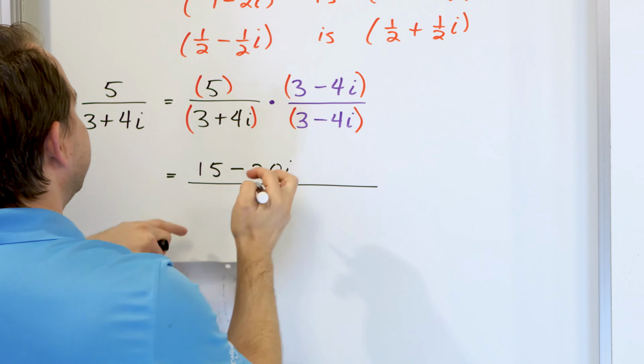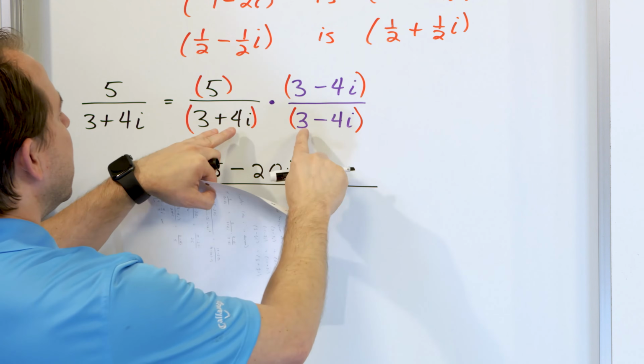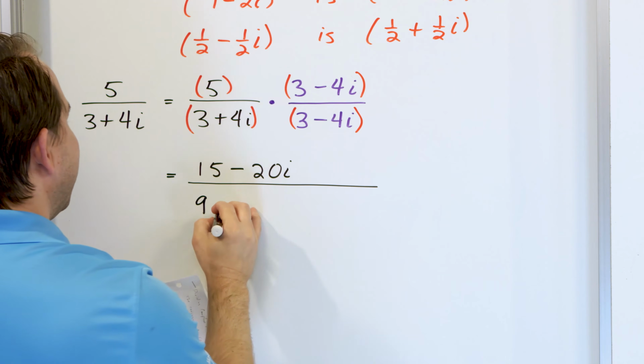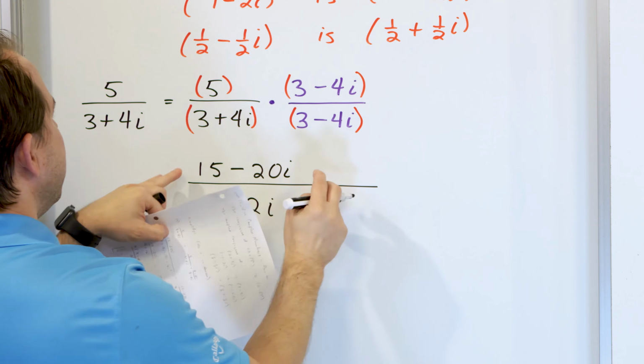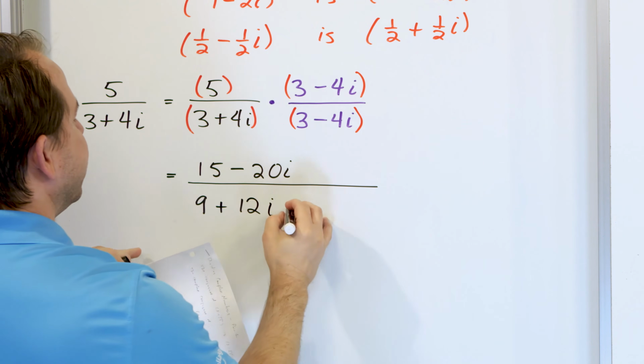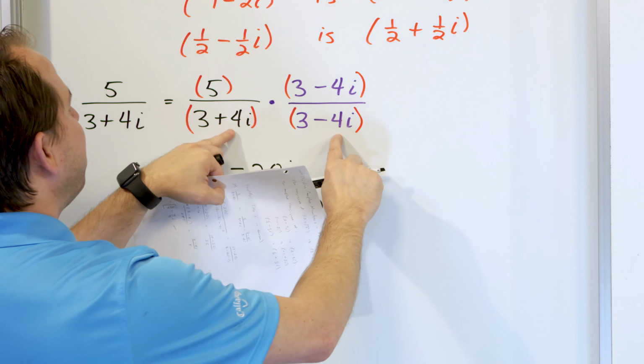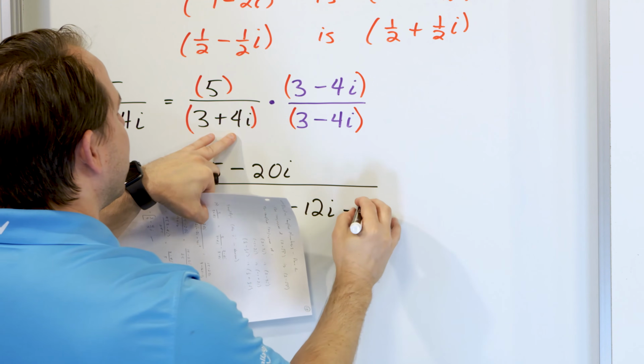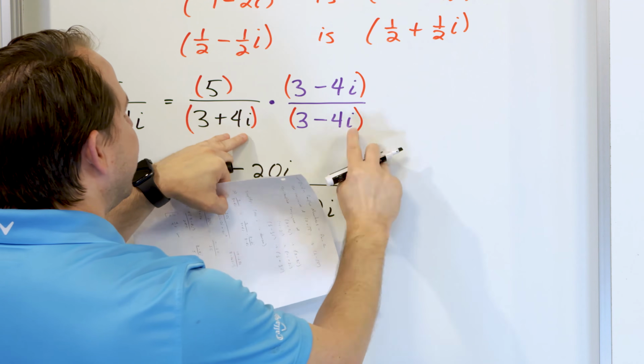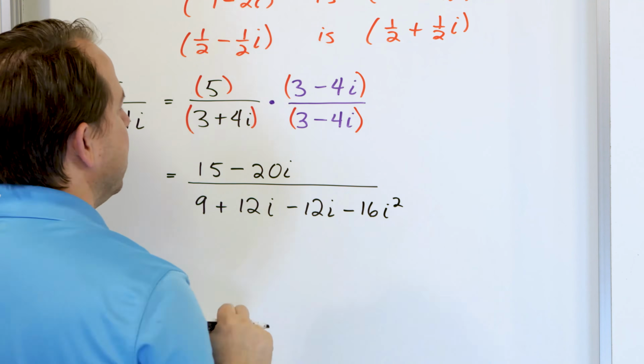So 3 times 3 is 9. Inside terms, 3 times 4 is 12, but we have an i, so it's 12i. 3 times negative 4 is negative 12i. Notice we have a nice cancellation going on here. Negative times positive gives me negative. 4 times 4 is 16. i times i, don't forget that, is i squared.